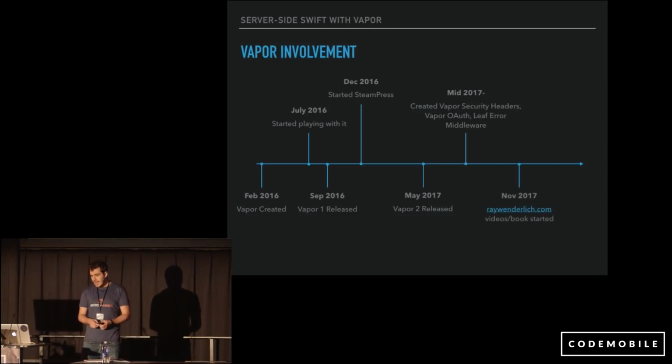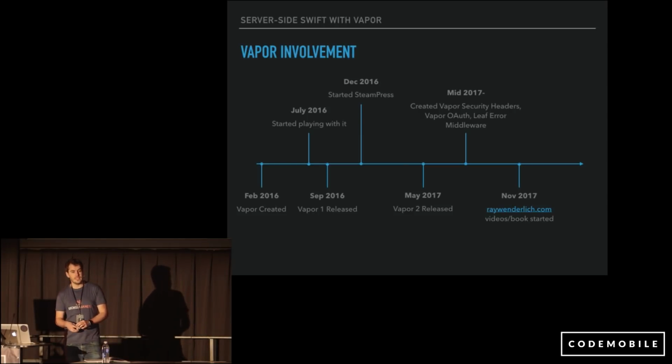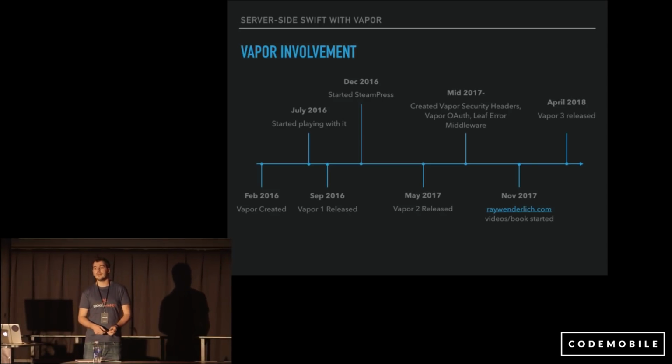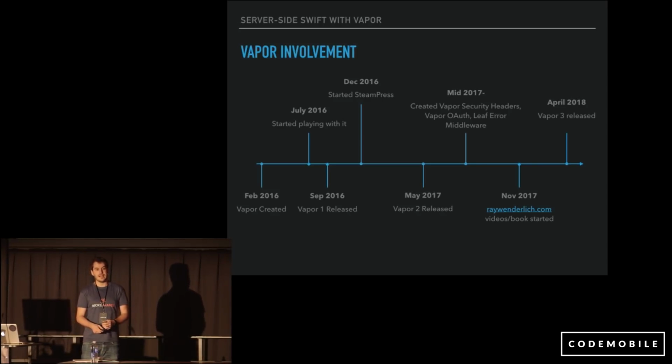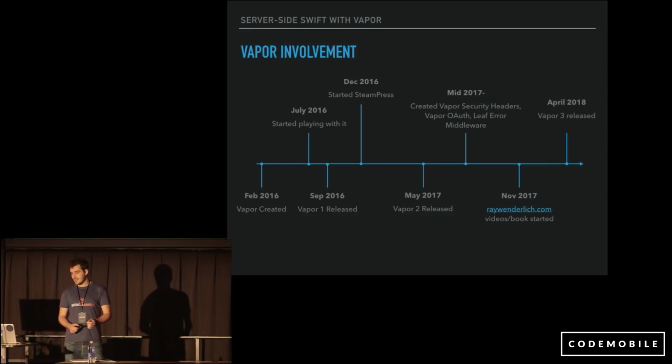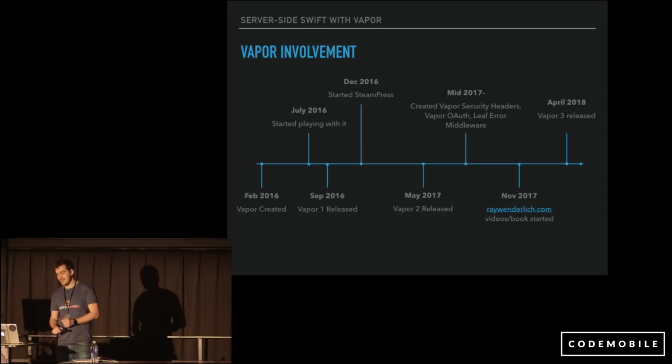And then in November, the back end of last year, I started work on a Vapor video series and a book for waywendlick.com on Vapor. And then April 2018, Vapor 3 has been released. It is currently in the process of being rolled out. So the first few dependencies have been tagged, and it's being rolled out this week, which is going to make the live coding session great fun in a bit.